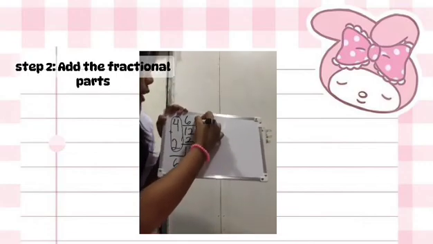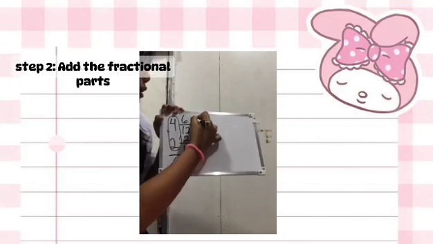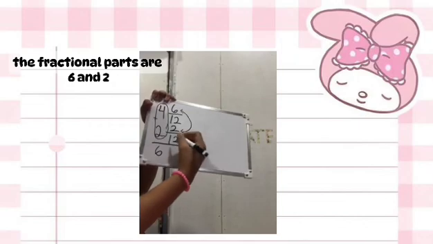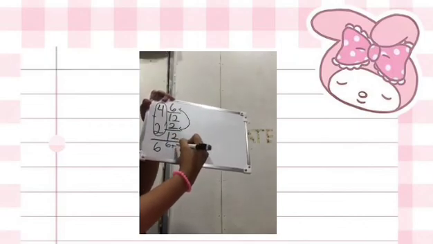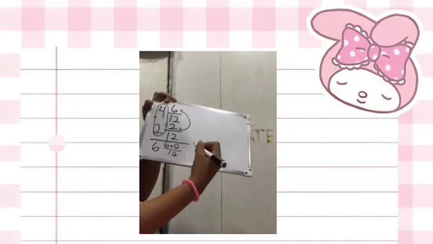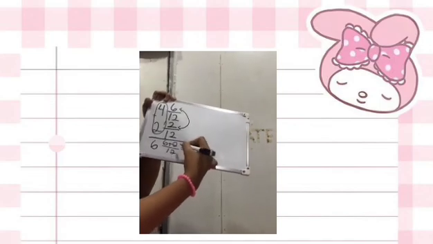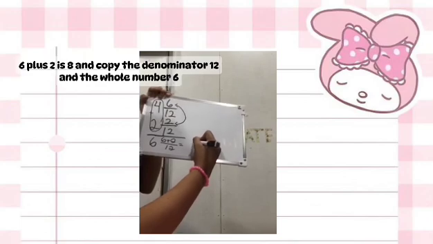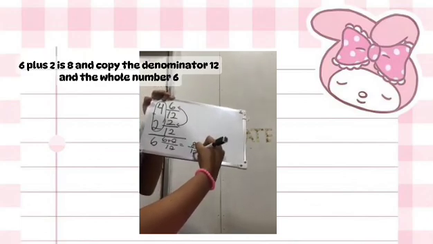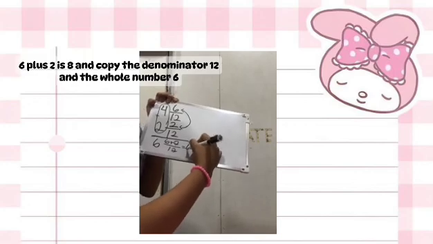Step 2 is add the fractional parts. The fractional parts are 6 and 2. 6 plus 2 and copy the denominator, 12. 6 plus 2 is equals to 8. And copy the denominator 12 and the whole number 6.